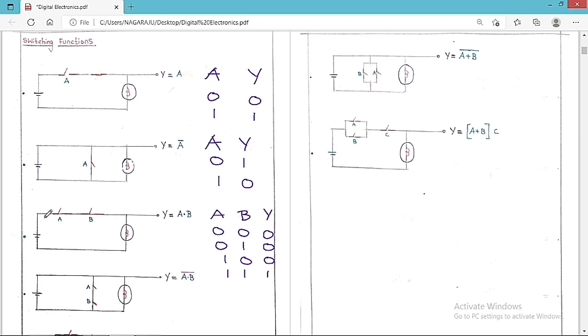So whenever you connect the switches in series, you have to use the dot product, which is Y is equal to A dot B. So this is the concept that you always have to understand.